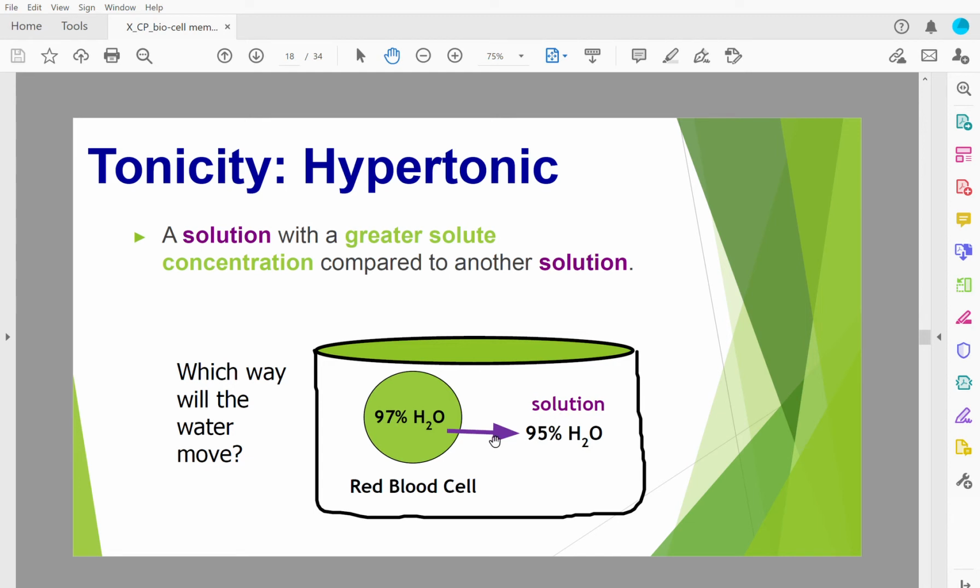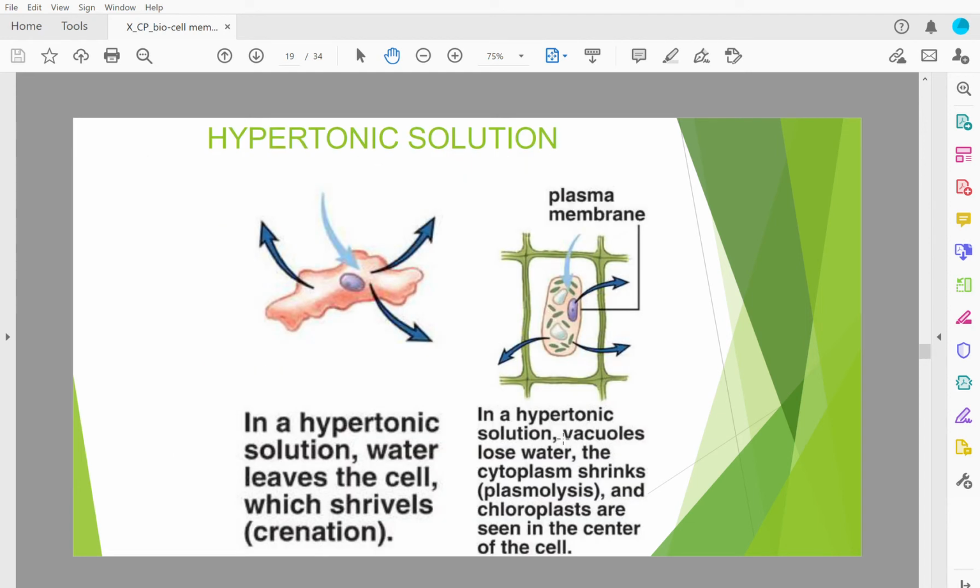So there is a greater solute concentration on the inside of the cell compared to the outside of the cell. So in this case, the water is going to flow out of the cell until there is equal amounts of water on both sides. This is when we're talking about cells themselves. What will happen to a cell?